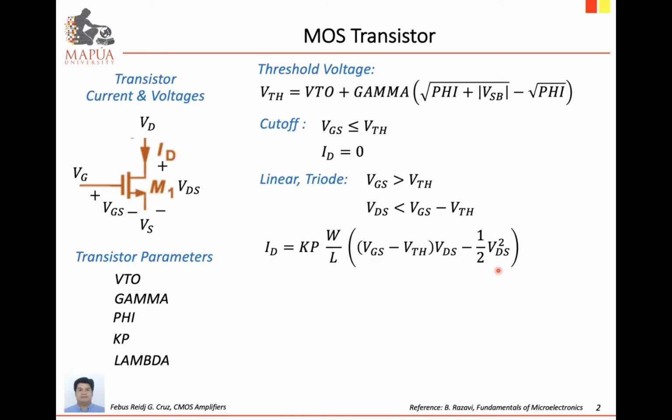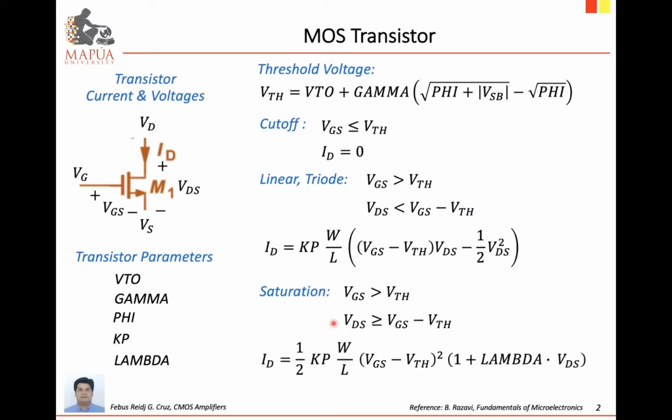And then the MOS transistor is operating in saturation when VGS is greater than the threshold voltage and VDS is greater than or equal to the saturation voltage, which is VGS minus the threshold voltage. And again, if these two conditions are true, we are going to use this equation or model.